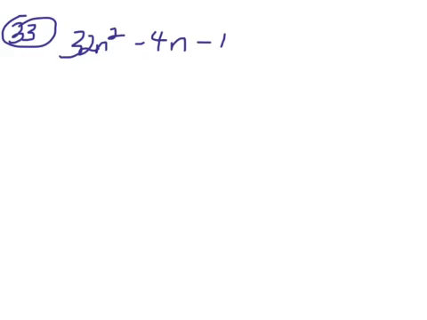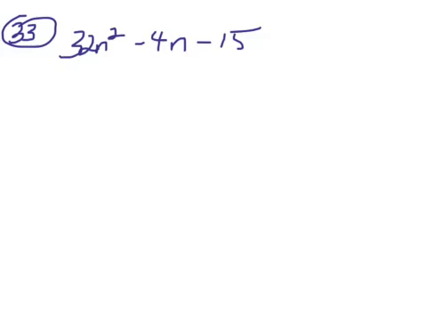I'll try one more. This video is getting kind of long, but let's try another one. Let's do 33. 33 is 32n squared minus 4n minus 15.